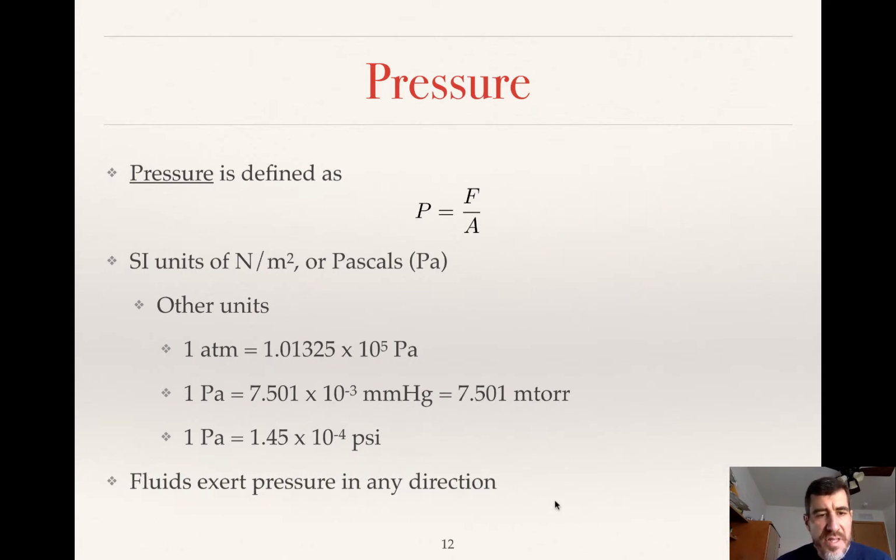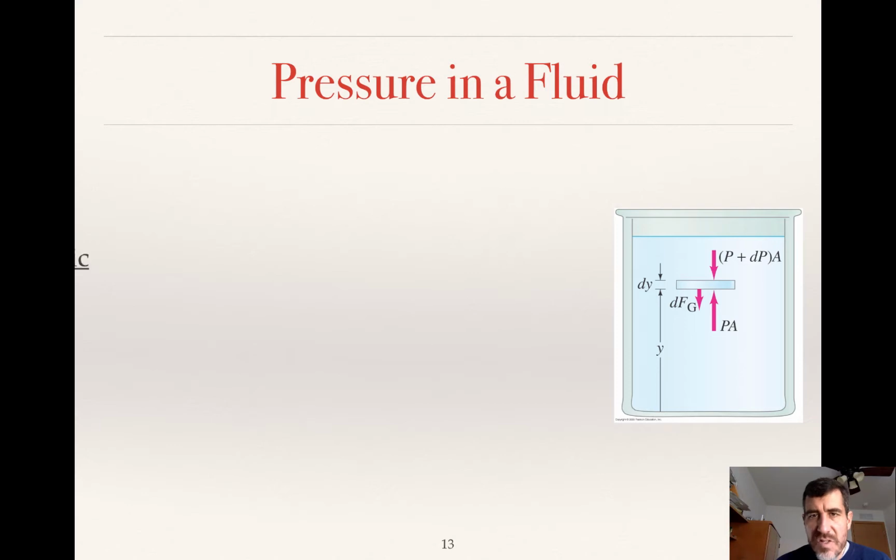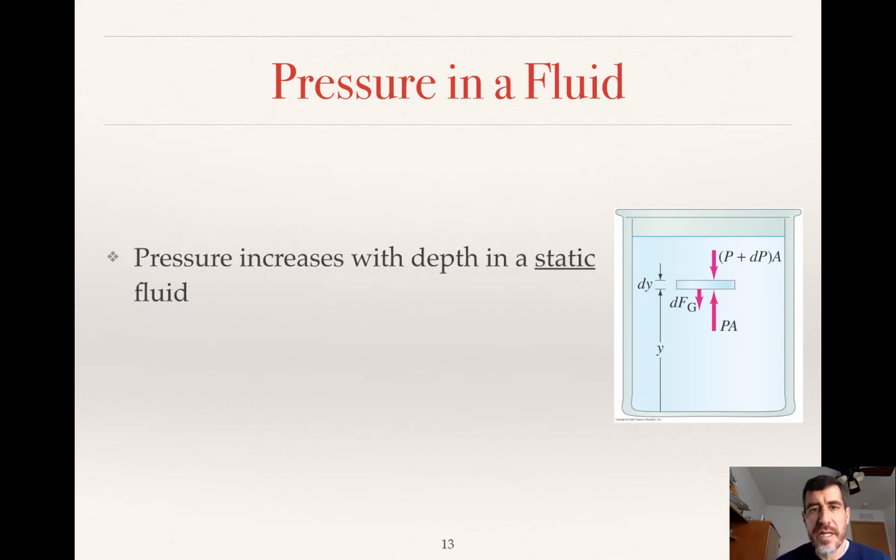Now, the important thing to remember, of course, is that fluids exert pressure in any, or perhaps you should say every, direction. So if you have a static fluid, by static fluid we just mean a fluid that's not moving at all, so it's not flowing. If you've ever been swimming, this probably isn't a surprise: if you dive down deep to the bottom of the pool, there will actually be an increase in pressure. So pressure increases with depth if you have a static fluid.